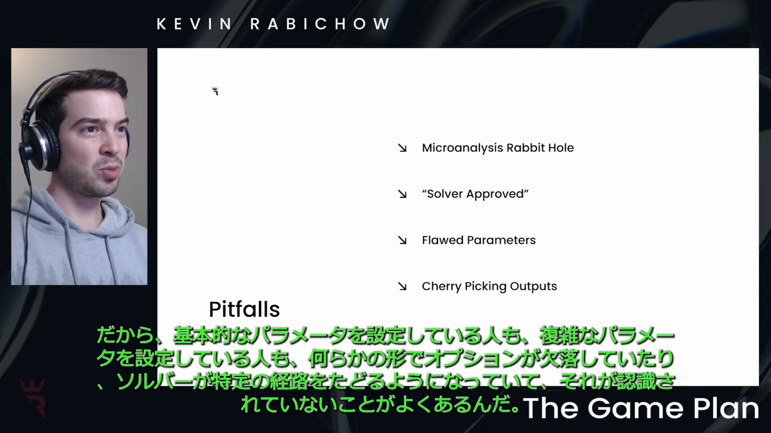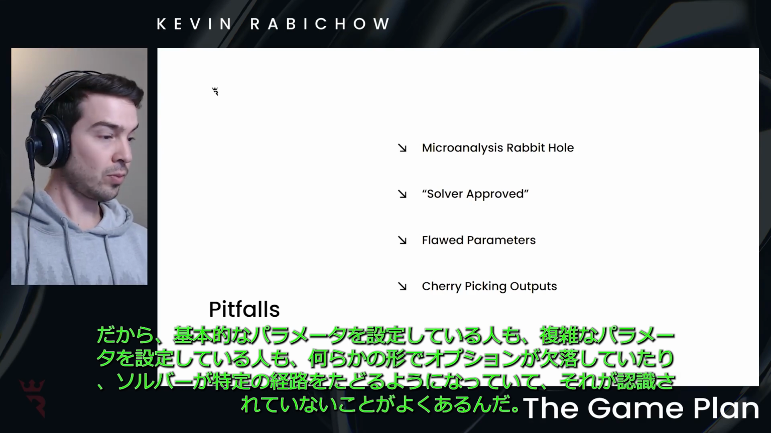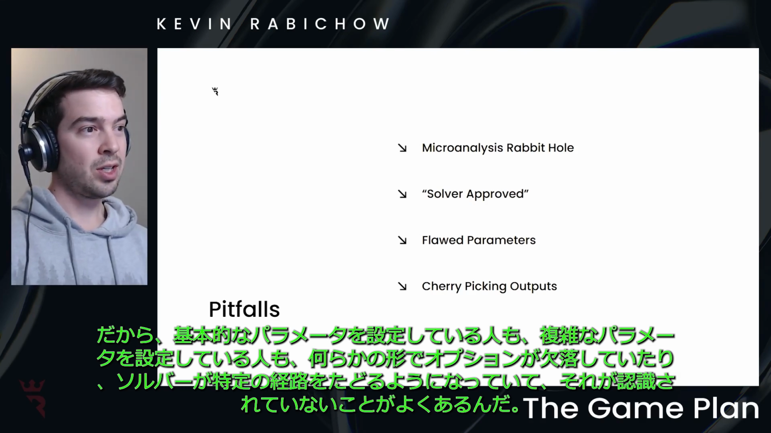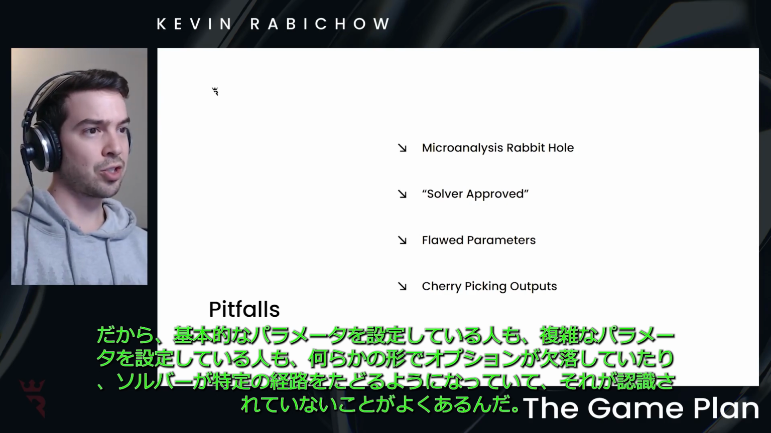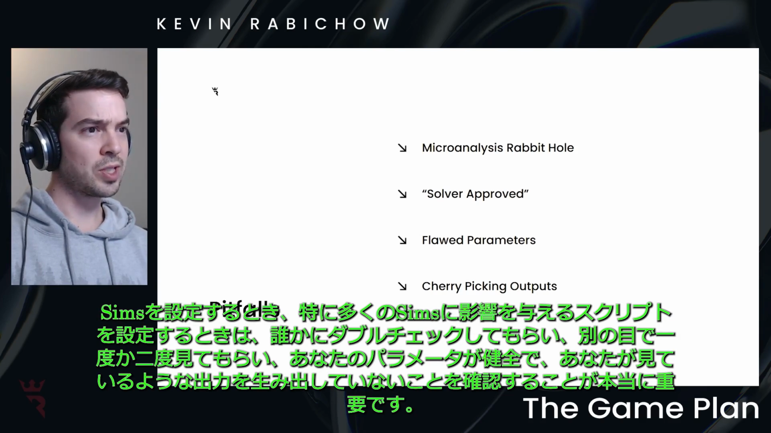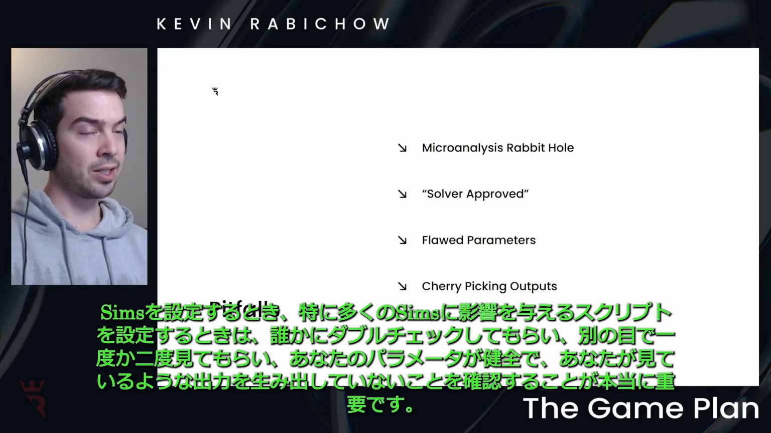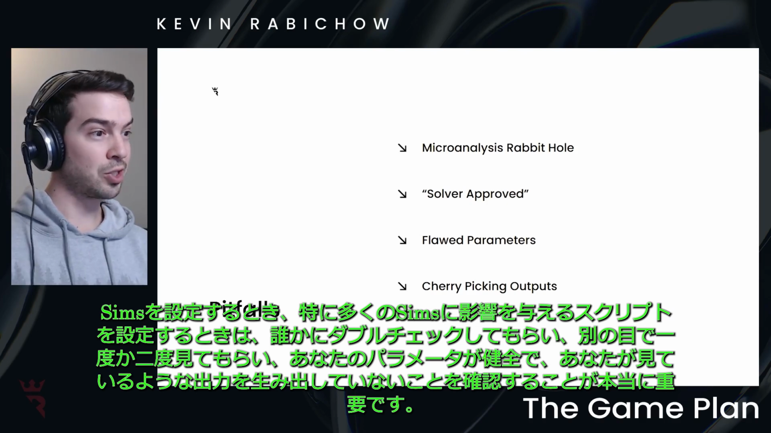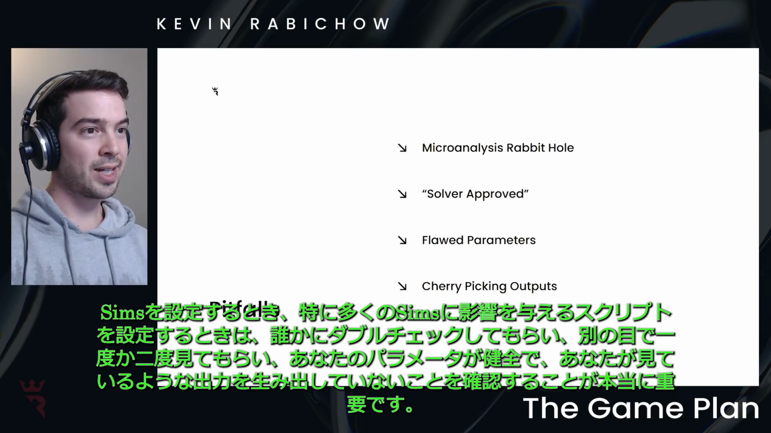So a lot of times I see people setting up really basic parameters or really complicated parameters, but parameters that in some way are missing an option or have led the solver to take a certain path, and they don't recognize it. So it's really important when setting up your sims, especially when setting up scripts that are going to influence a lot of sims, to have someone double check it, to get another set of eyes on it, to look at it once or twice, to come back to it, and make sure that your parameters are sound and not creating the outputs that you're seeing.